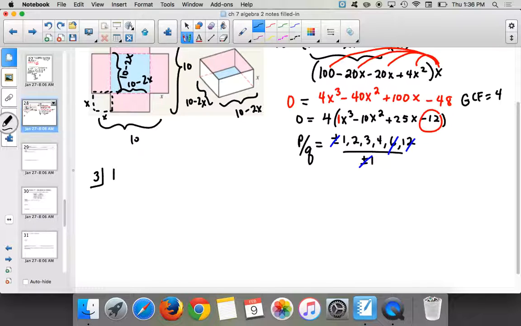So I'm going to have 1x cubed negative 10x squared 25x minus 12. And I do my synthetic division. So 3 times 1 is 3. I get negative 7, negative 21, 4.